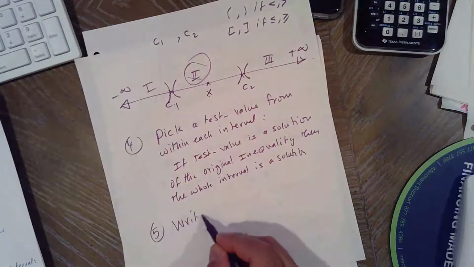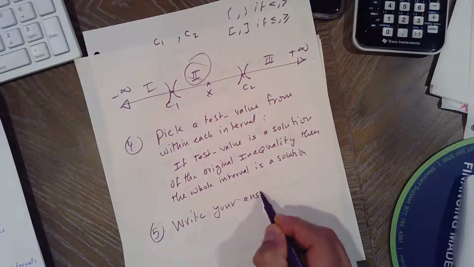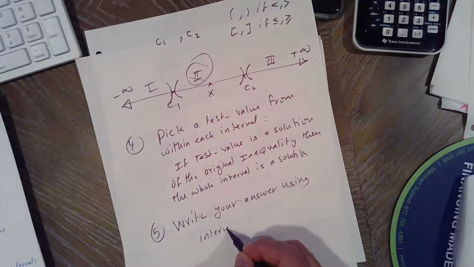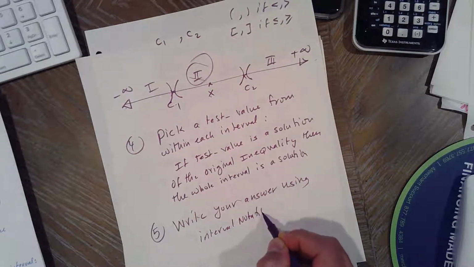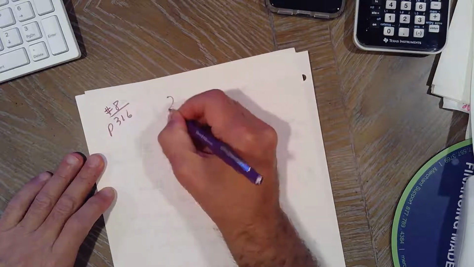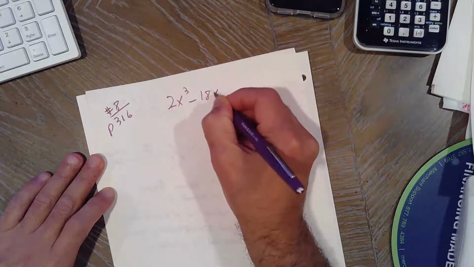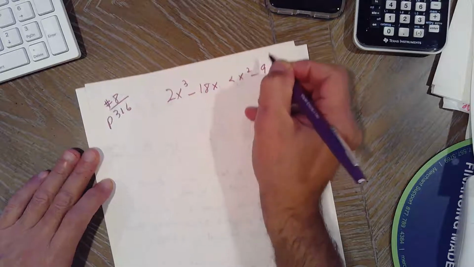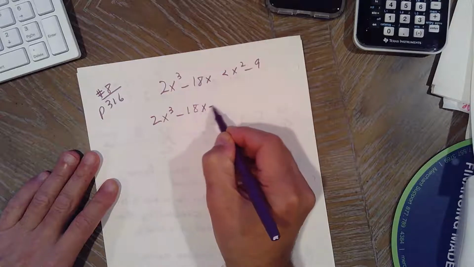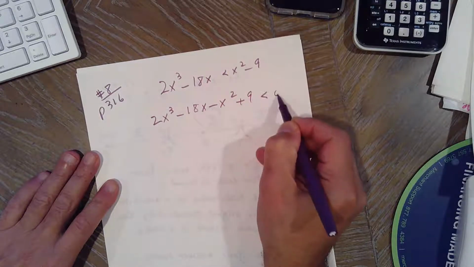So you want to write your answer using interval notation. Okay. So let's look at number 8, page 316. We have 2x cubed minus 18x is less than x squared minus 9. So we move everything over to the left. We want to write it in standard form. So 2x cubed minus x squared minus 18x plus 9 is less than 0.